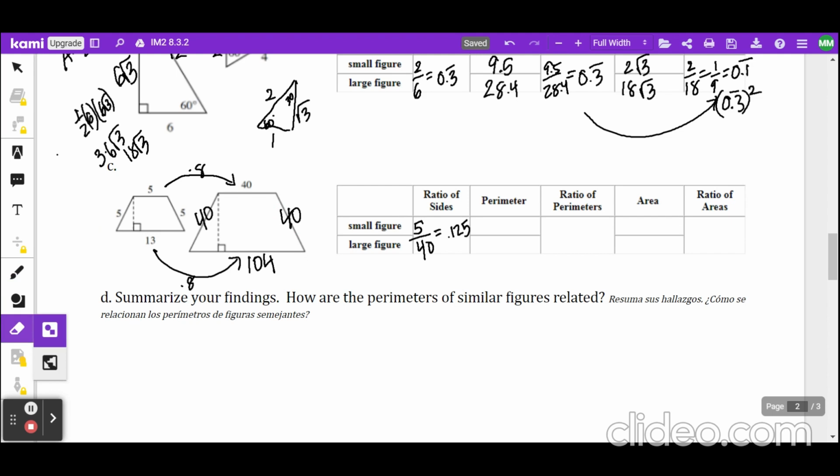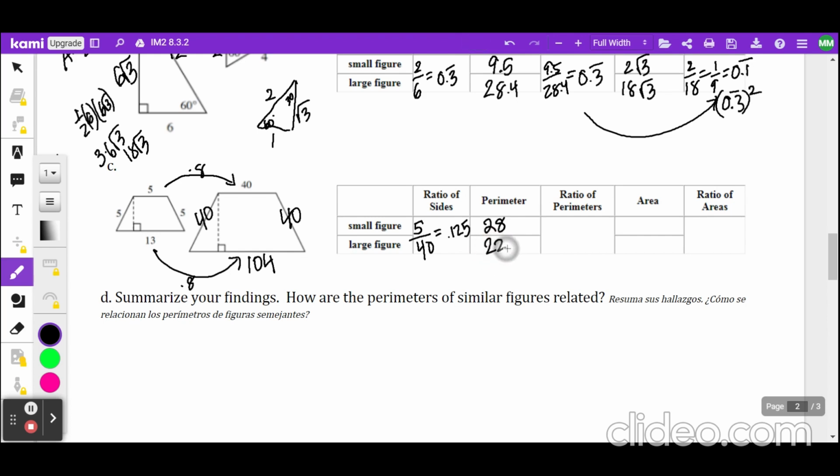All right, so the perimeters are 5, 10, 15 plus 13 is 28 for the small figure. And for the large figure, it's 40 times 3, which is 120, plus 104, which is 224. Okay, now we do the ratio of the perimeters. That's 28 divided by 224.